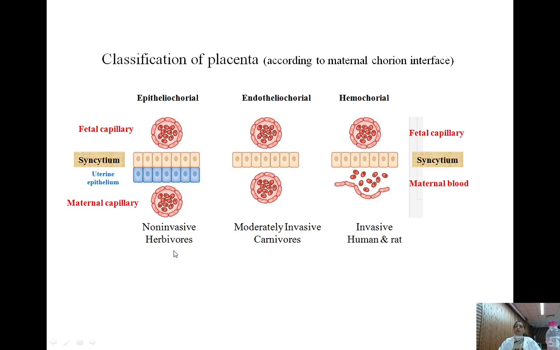But in ruminants or herbivores, like the cow, goat, horse, pig, they just touch the uterine endometrium. So the uterine epithelium is also there. So after delivery, there is no damage to the uterine epithelium. So this is the maternal capillary, this is the fetal capillary, and in between the uterine epithelium is also there. That is known as epitheliochorial type of placenta, and it is the non-invasive type of placenta.